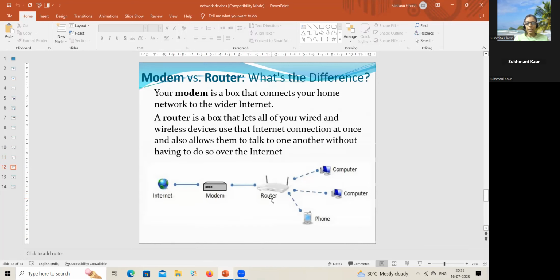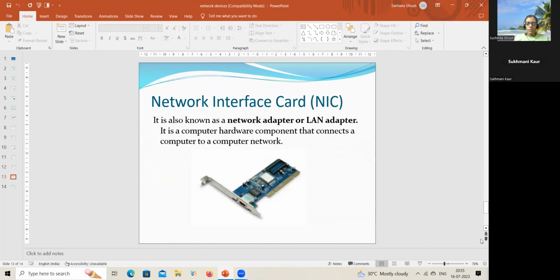Like here, I've given a diagram. Your modem is a box that connects your home network to the wider network, because it is taking the data out. And the router is the box that lets all your devices, wired or wireless, at your home or at your school or lab, connect, and then ultimately the modem takes the data out to the network outside. Okay? That is how it goes.